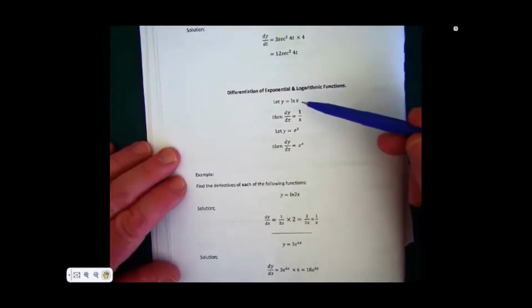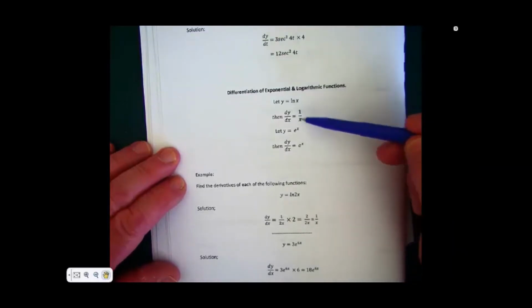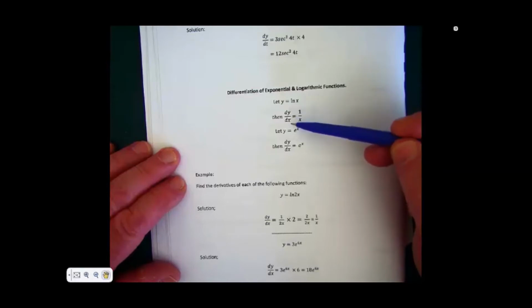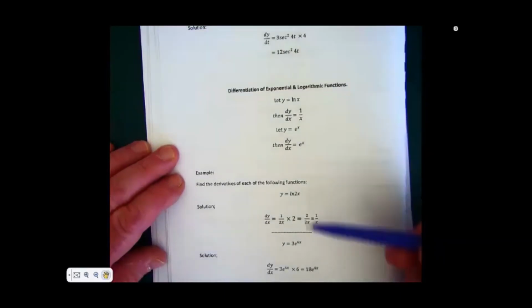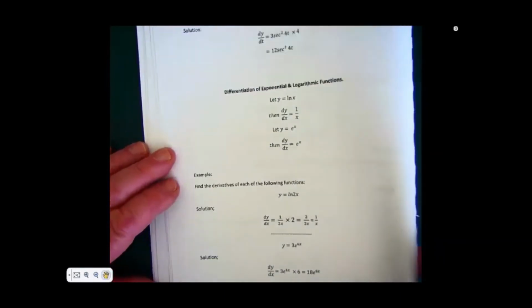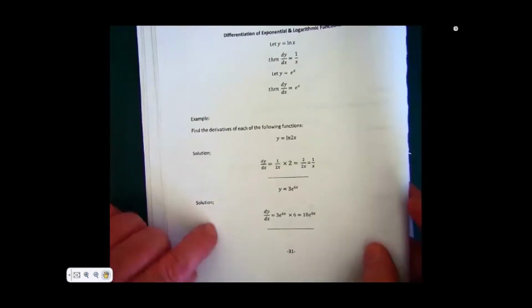y equals natural log x. This is a form that you simply learn. All right, dy/dx is 1 over x, and e to the x, interestingly, differentiates to itself. Again, some of these examples are listed out here for you to follow through, and all the solutions are given in your booklet.